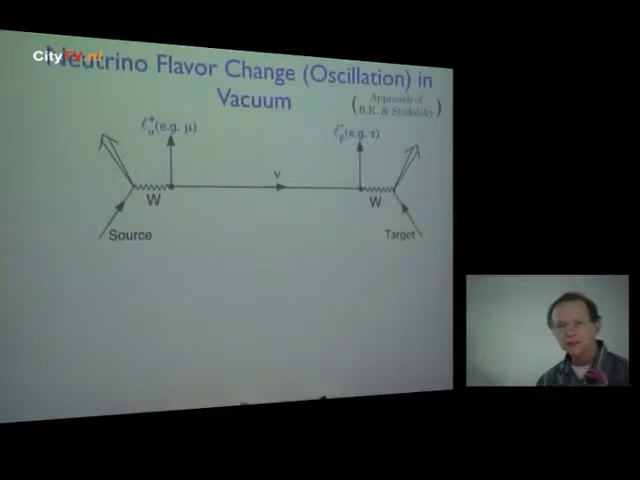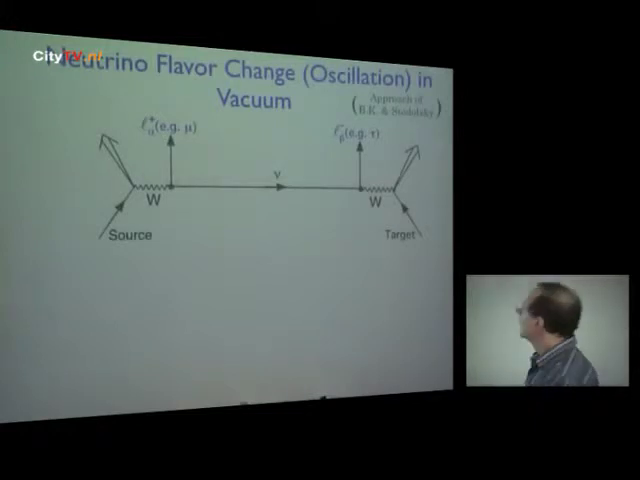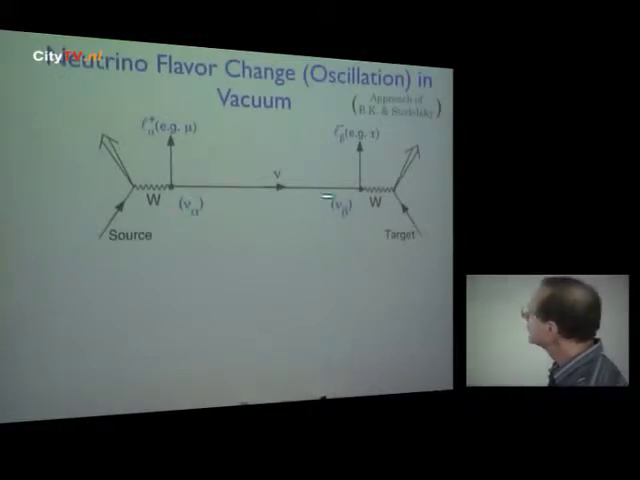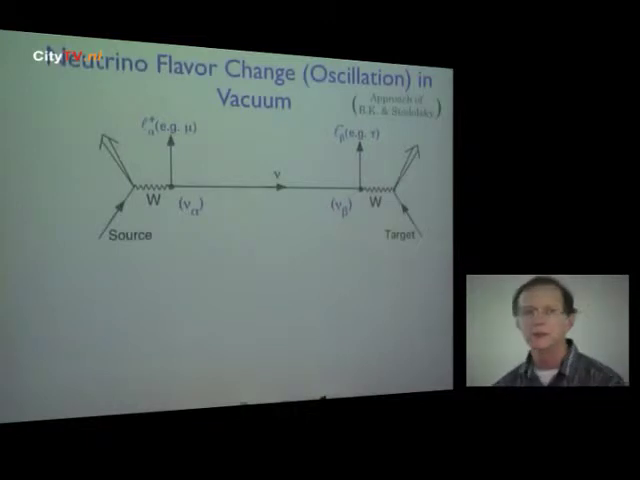Now, since it is by definition a nu alpha which is emitted with L alpha, and since the only neutrino flavor which can make L beta is a nu beta, this experiment is what would conventionally be called a nu alpha to nu beta oscillation experiment.